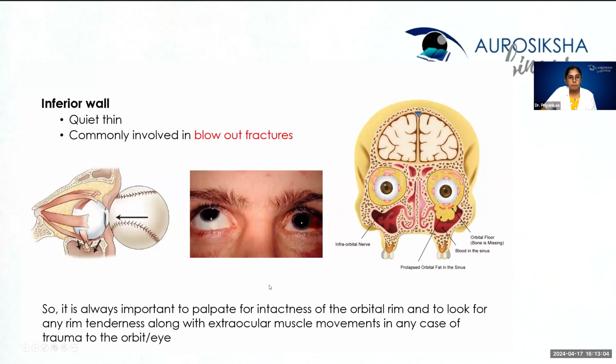So it is always important for us, in any case of trauma to the eye or the orbit, to check the intactness of the orbital rim. We have to palpate for the intactness of the orbital rim and also check for its tenderness. And it's always a must to look for the extraocular movements in these cases.